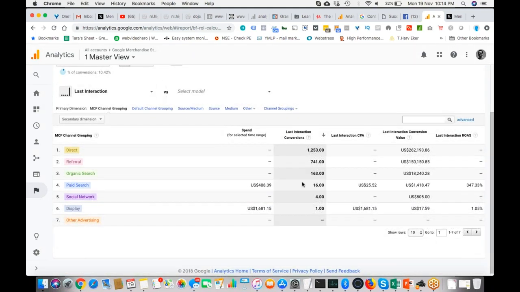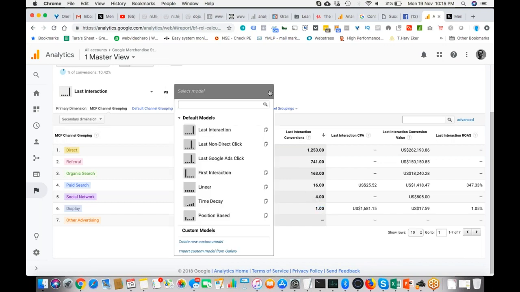So considering that, last interaction shows you had 1,253 direct conversions and 741 referral conversions, 163 through Google Organic, 16 through paid search. Paid search means where the UTM parameter was CPC, and social network 4, and display means where the UTM parameter was CPM. So this is how it is.